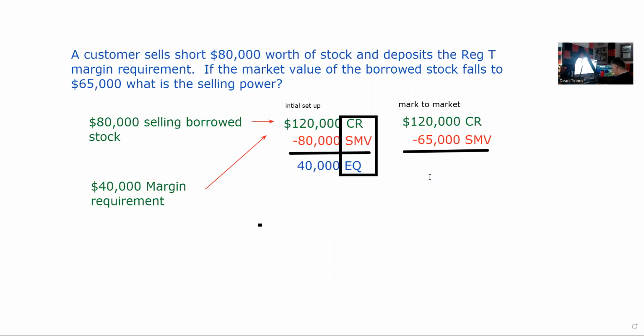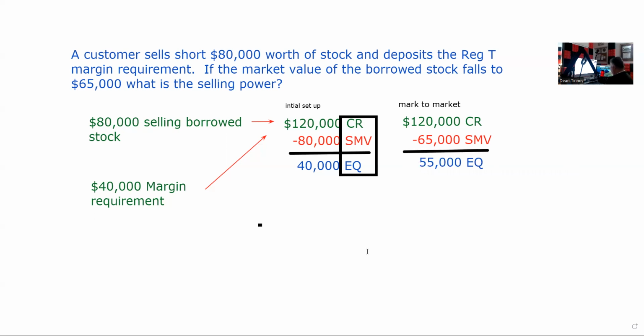120,000 minus 65,000 equals 55,000. So we now have 55,000 in equity. Boom. So we're doing our mark. Again, it's really important that you know the classical margin equation. The classical margin equation is credit register minus short market value equals equity.